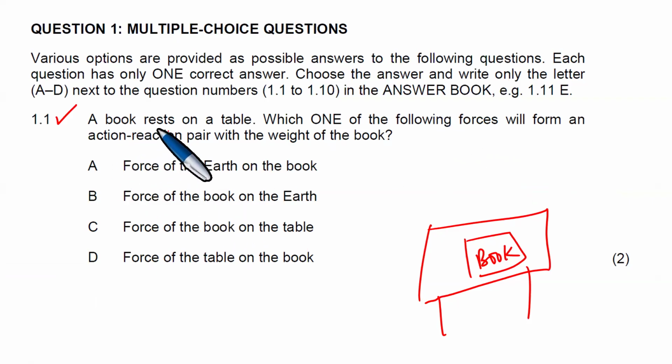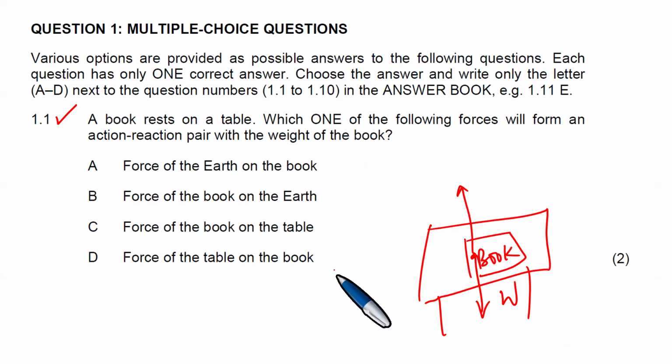A book rests on a table. Which of the following forces will form an action-reaction pair with the weight of the book? Is it the force of the earth on the book? Is it the force of the book on the earth? Is it the force of the book on the table? Is it the force of the table on the book? The book has a weight. Something is going to form an action-reaction pair there.